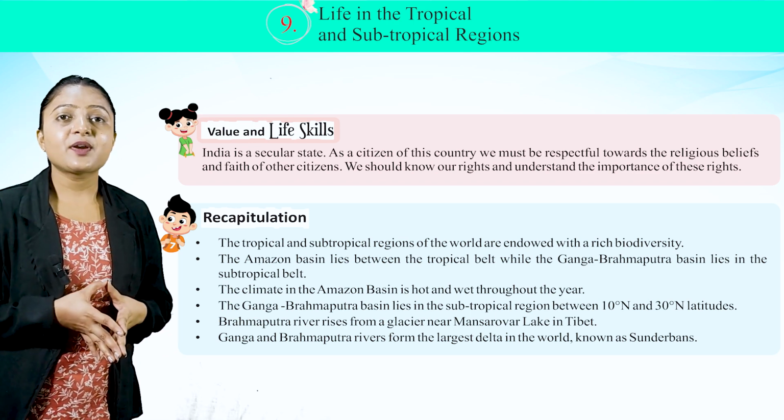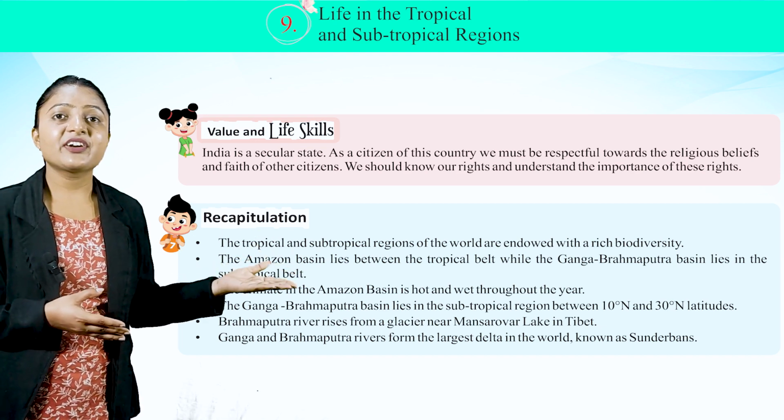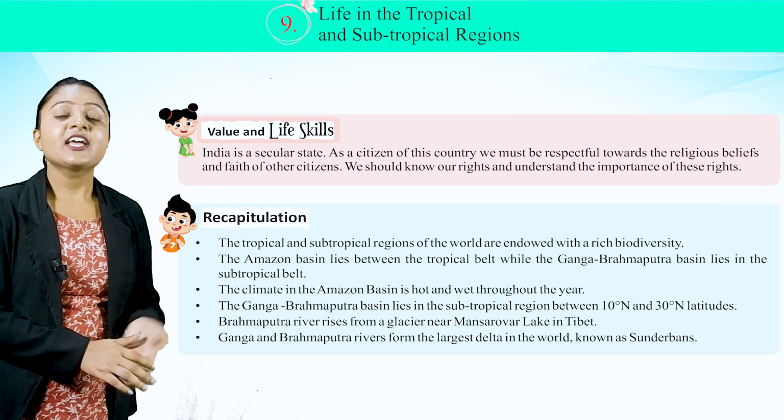Brahmaputra river rises from the glacier near Mansarovar Lake in Tibet. Ganga and Brahmaputra rivers form the largest delta in the world known as Sundarbans.